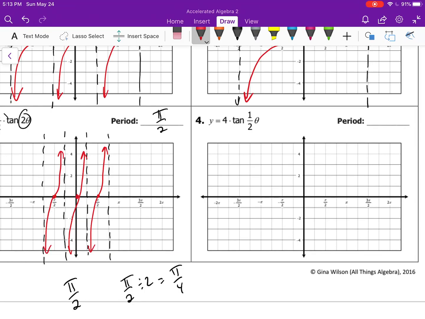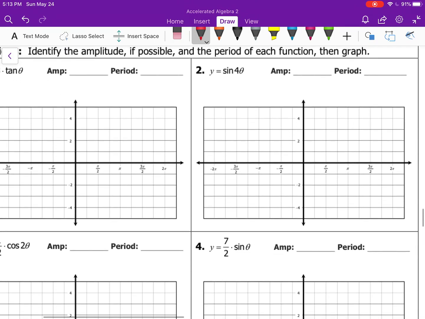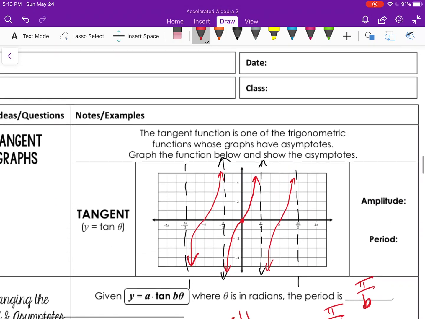Now when you have it really steep like this, it's hard to make it bend. Just do your best to make it bend a little bit so it doesn't just look like you're drawing straight lines. All right, I hope that makes sense.